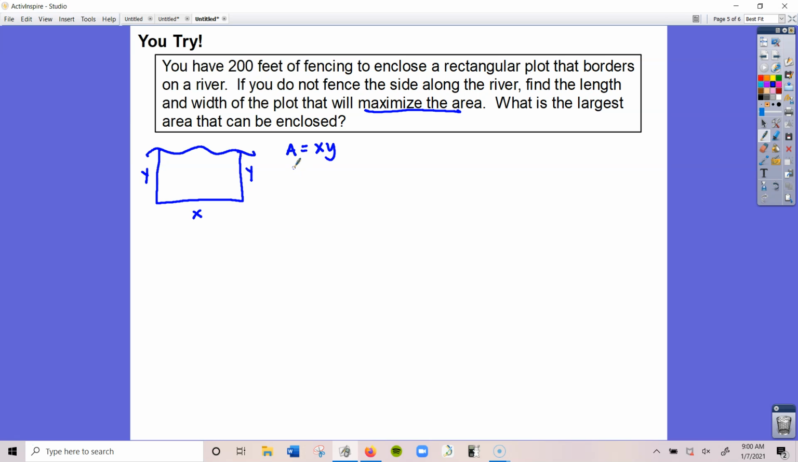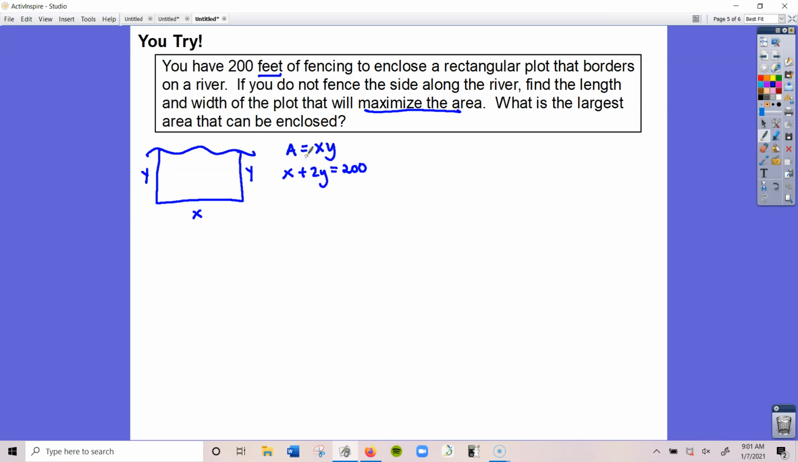What's going to change here is my constraint. The 200 feet of fencing to enclose this rectangular plot is only going to be applied to these three sides. So for the perimeter, it would just be x plus 2y, and it's going to equal to the 200 feet. I'm just going to underline feet so I don't forget my units. This is my constraint.